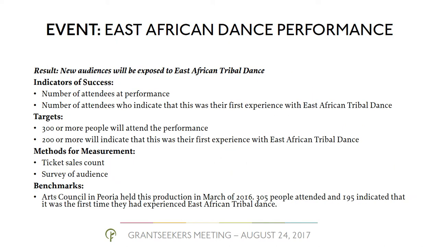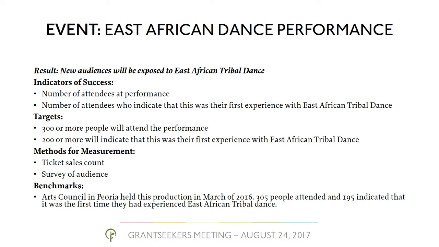So let's take a look at an event. This event is an East African dance performance. Our result, what we would like to achieve here, is that we want new audiences to be exposed to East African tribal dance. That's our goal. The indicators of success here are the number of attendees at the performance and the number of attendees who indicate that this was their first experience with East African tribal dance. What are our targets? We want to have at least 300 or more people attend a performance.